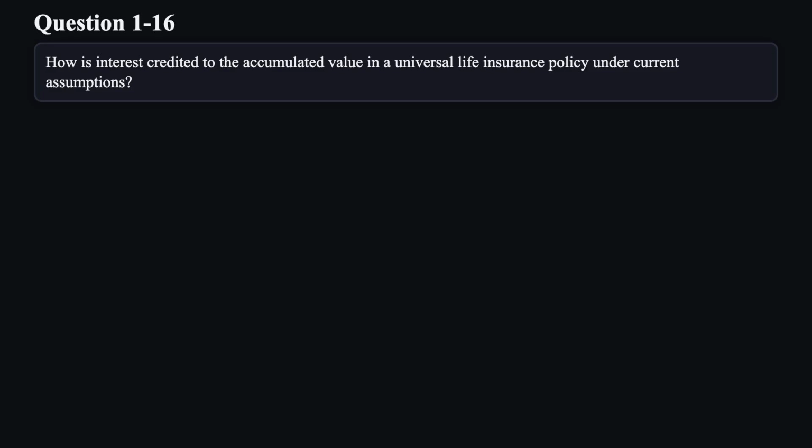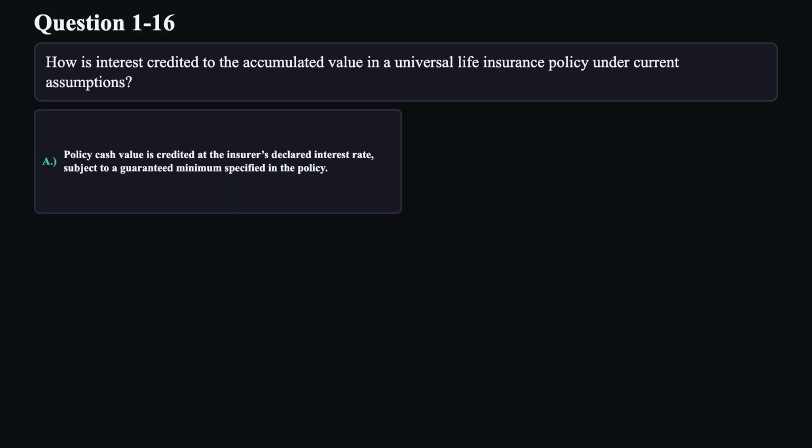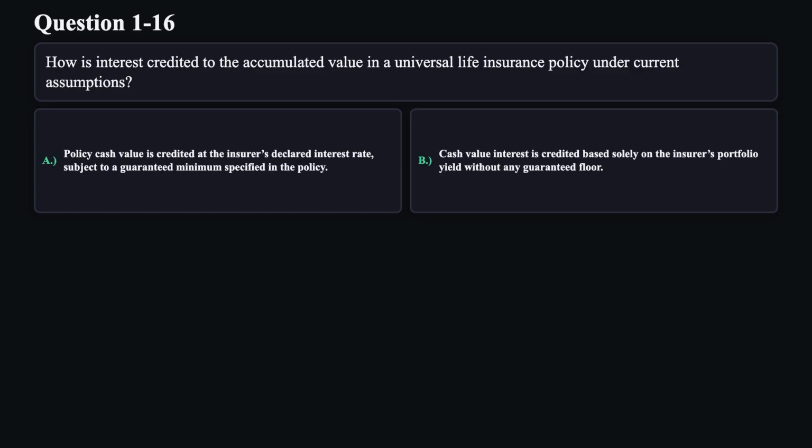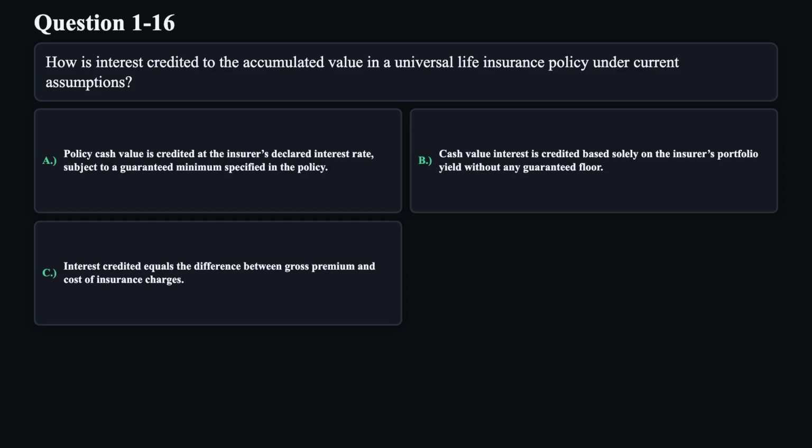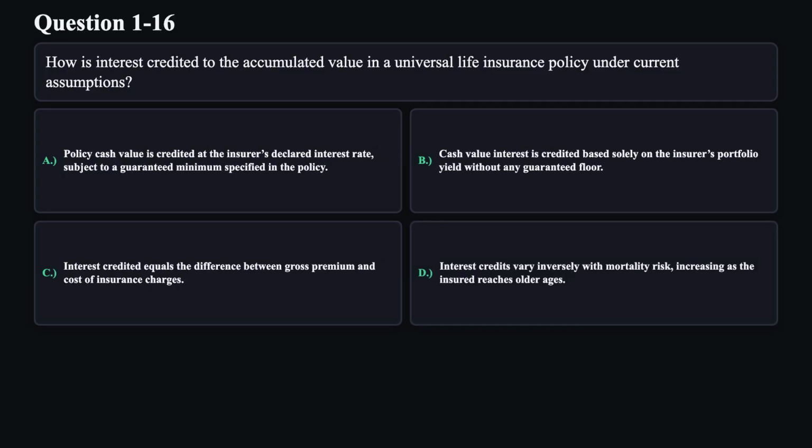Question 16. How is interest credited to the accumulated value in a universal life insurance policy under current assumptions? A. Policy cash value is credited at the insurer's declared interest rate, subject to a guaranteed minimum specified in the policy. B. Cash value interest is credited based solely on the insurer's portfolio yield without any guaranteed floor. C. Interest credited equals the difference between gross premium and cost of insurance charges. D. Interest credits vary inversely with mortality risk, increasing as the insured reaches older ages.